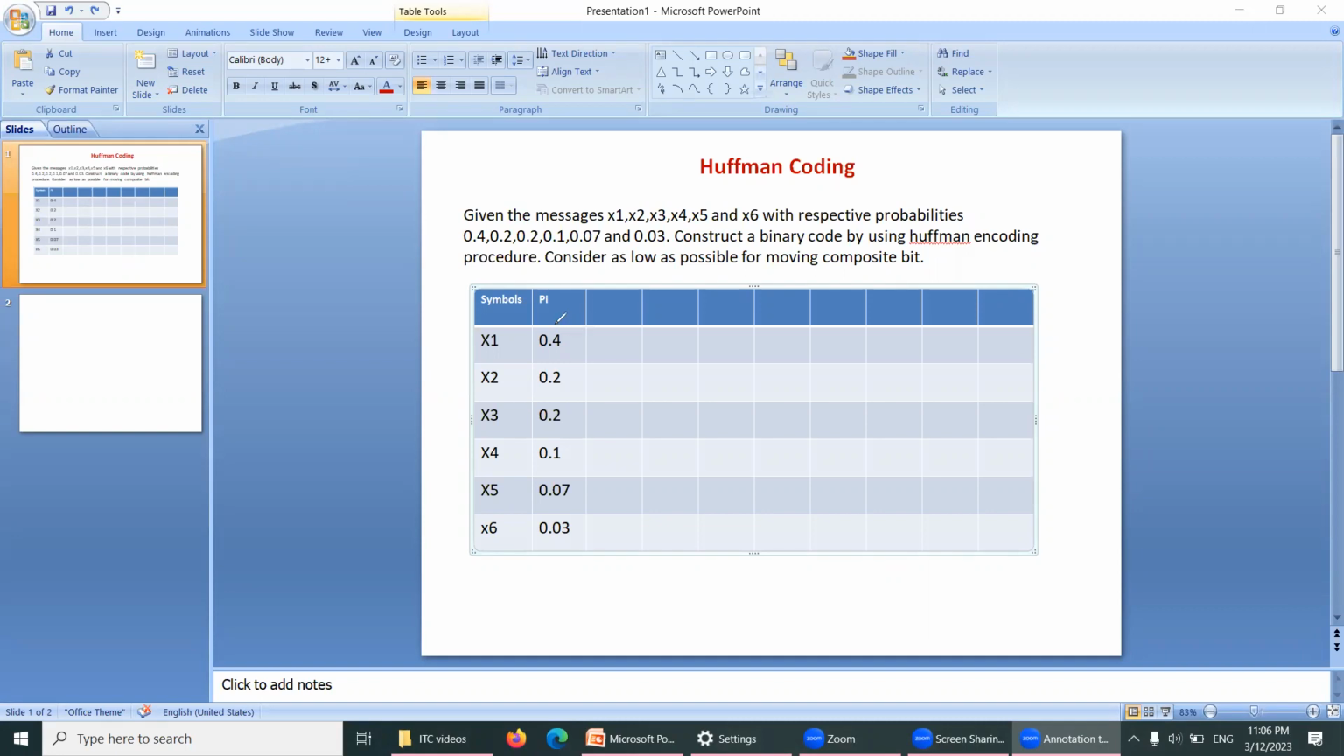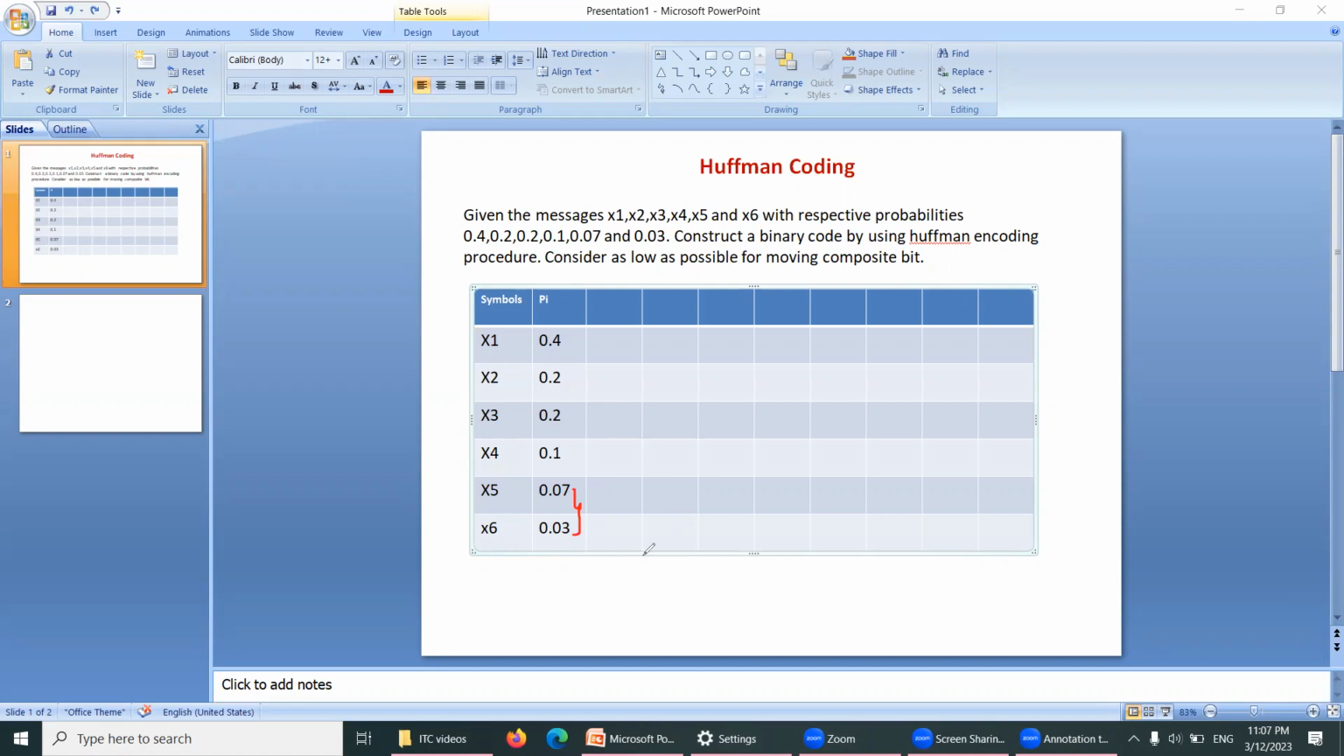The first step in constructing the Huffman code is to arrange the given symbols in decreasing order of probabilities. In the given problem, the probabilities are already in decreasing order, so I have written them as they are: 0.4, 0.2, 0.2, 0.1, 0.07 and 0.03. The second step is to add the last two probabilities and place the result in its respective place.